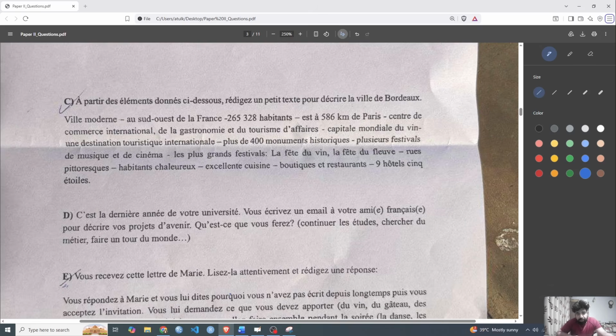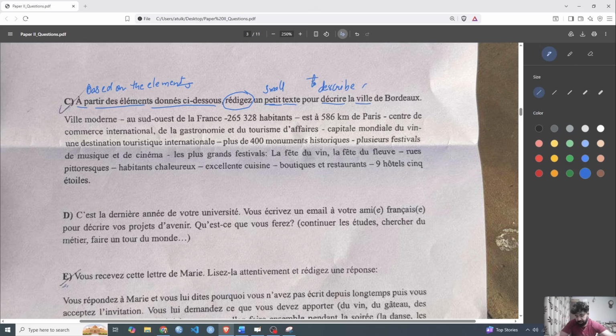So let's read this. It says "à partir des éléments donnés ci-dessous." So based on the elements given below, this is basically given below. And this again says write or draft a small text. So "petit texte pour décrire." Basically, this is to describe. So this is again a verb. So to describe.